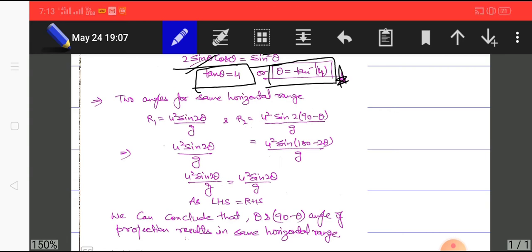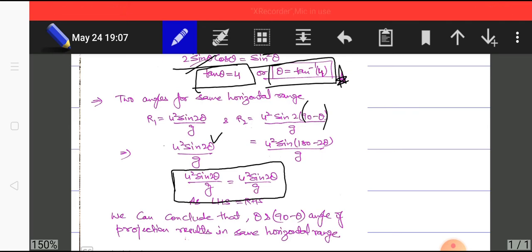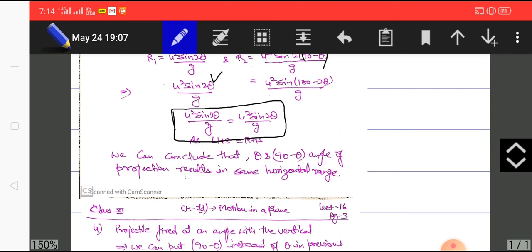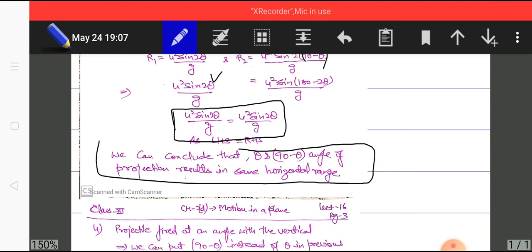We can show it very easily. In one range formula we had taken theta, and in the other formula we had taken 90 minus theta in place of theta. And solving, we found that the left hand side is equal to the right hand side, because sine 180 minus theta is equal to sine theta, so sine 180 minus 2 theta is going to be sine 2 theta. So we can conclude that theta and 90 minus theta angle of projection result in the same horizontal range.